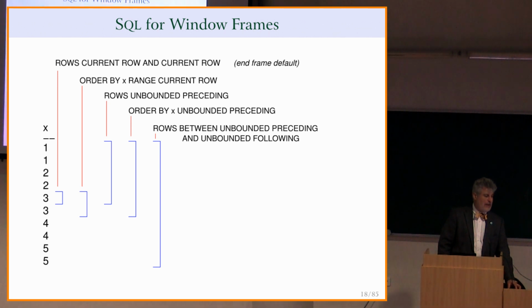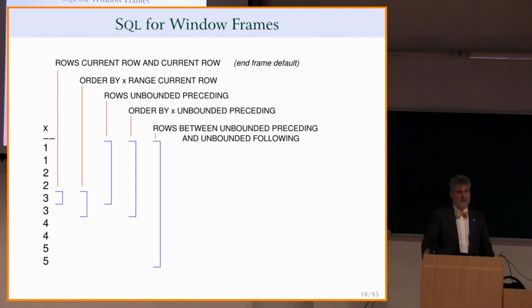Order by X range current row to current row is actually my peers. Rows unbounded preceding to current row is unbounded preceding all the way up to my current row. Order by X unbounded preceding includes my peers, and this is the entire result set. Rows between unbounded preceding and unbounded following.